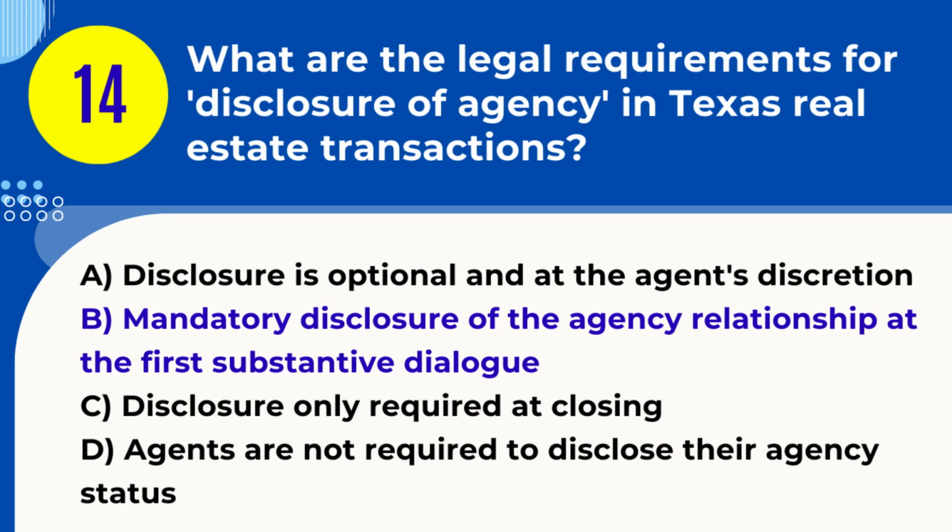Answer. B. Mandatory disclosure of the agency relationship at the first substantive dialogue. Explanation. Texas law requires real estate agents to disclose their agency relationship, whether they represent the buyer, seller, or both, at the first substantive dialogue with a consumer. This ensures transparency and helps consumers understand the agent's role and whom they represent.